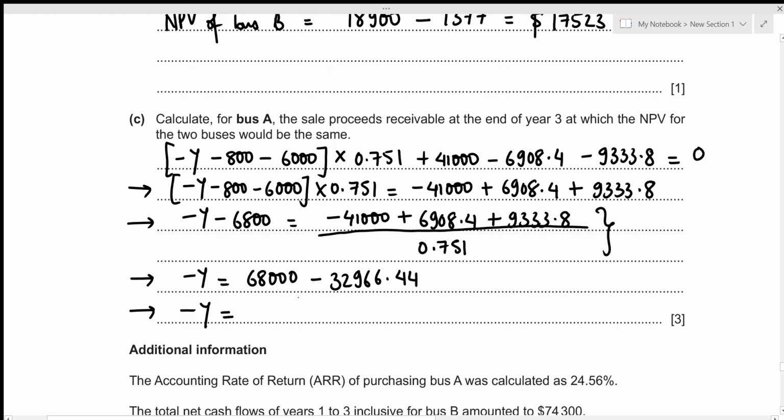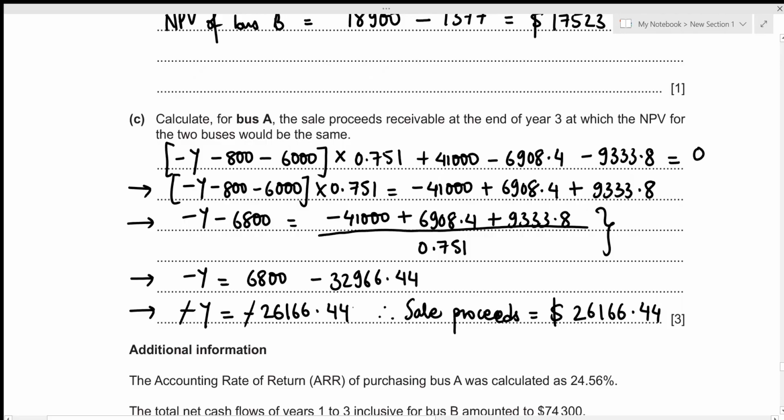So negative y is just going to be 6,800. There's an extra 0 there. All right, so it's going to be 6,800 minus 32,966.44, which gives negative 26,166.44, which means that the sale proceeds is going to be 26,166.44. This is because the negative and negative cancel each other out. This concludes the third part.